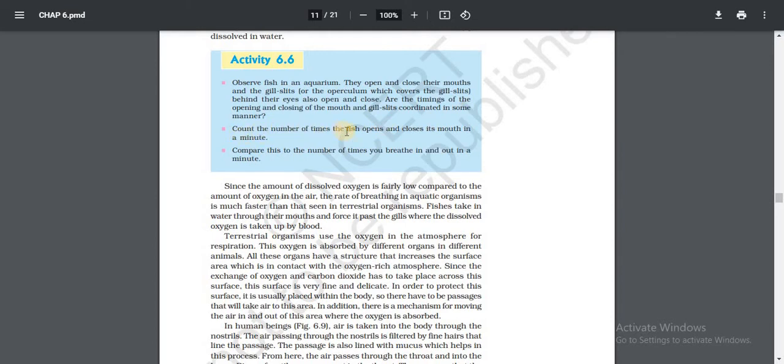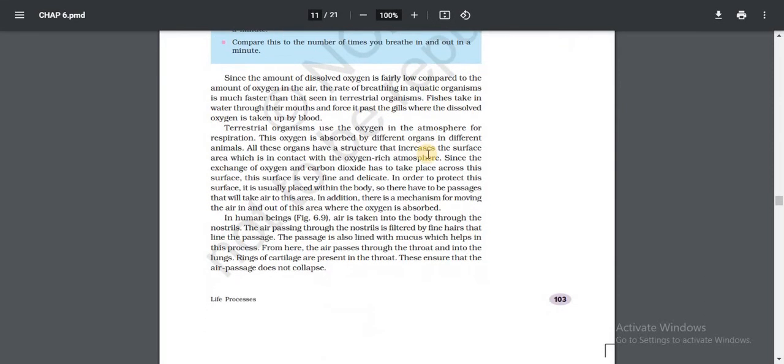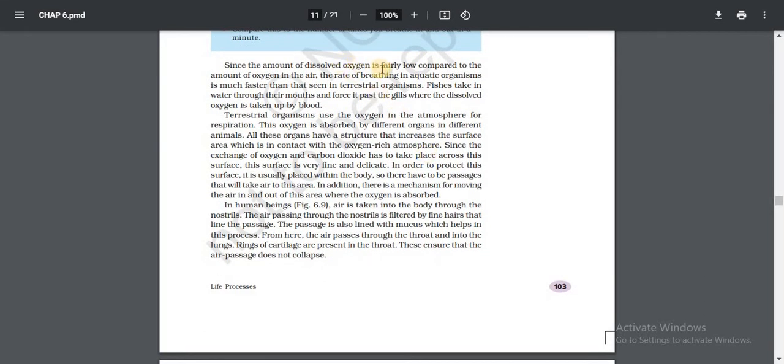Count the number of times the fish opens and closes its mouth in a minute. Compare this to the number of times you breathe in and out in a minute. Since the amount of dissolved oxygen is fairly low compared to the amount of oxygen in the air, the rate of breathing in aquatic organisms is much faster than seen in terrestrial organisms.